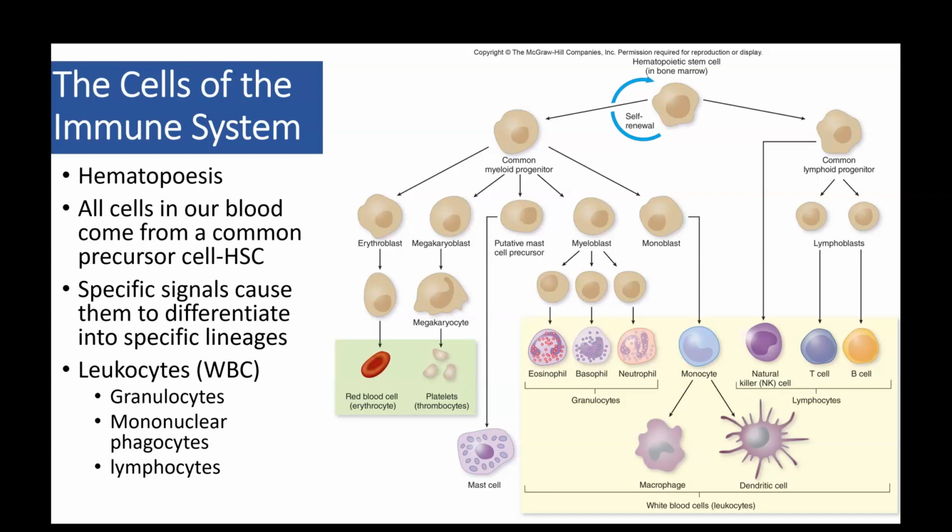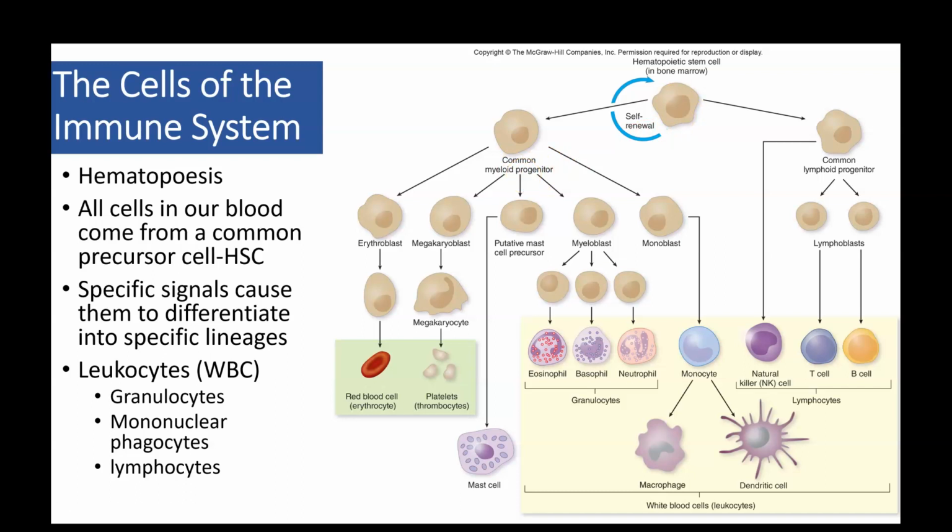That one cell became two, became four, and so on. And eventually, during fetal development, we had these hematopoietic stem cells differentiate from the precursor stem cell. This hematopoietic stem cell is going to get very specific signals that are going to turn it into two major types of cells, either a common myeloid progenitor cell or a common lymphoid progenitor cell.